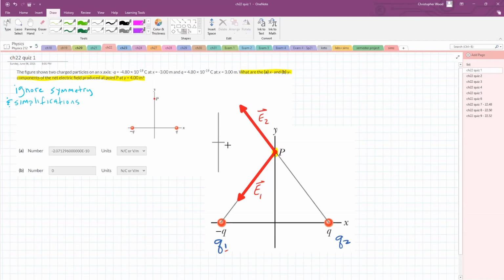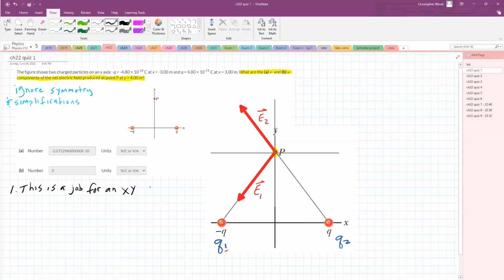All right. So here's what I'm going to do. I'm going to pretend there is no symmetry, no simplifications. And I'm going to do what we did in chapter 21. I'm going to create an XY force table. This is me just overlaying a Cartesian coordinate system, because this to me is a job for an XY vector table.